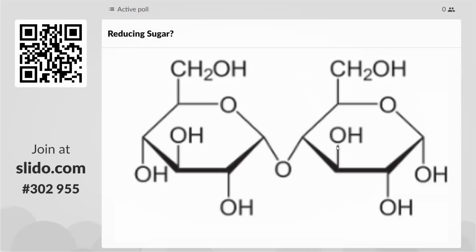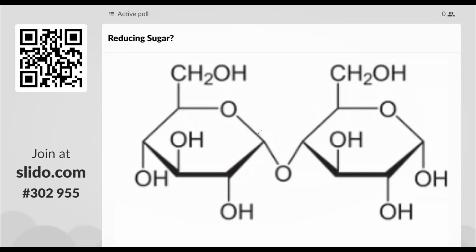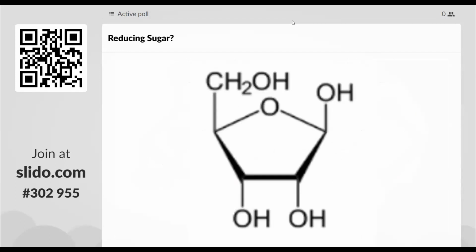And here is another one. And if we look, anomeric, anomeric, this is reducing, because the second anomeric carbon is not in a glycosidic bond. And then our third one. So take a second for this one, or our fourth one rather. Anomeric, not in glycosidic bond, so reducing. So all sugars by themselves are reducing by definition.